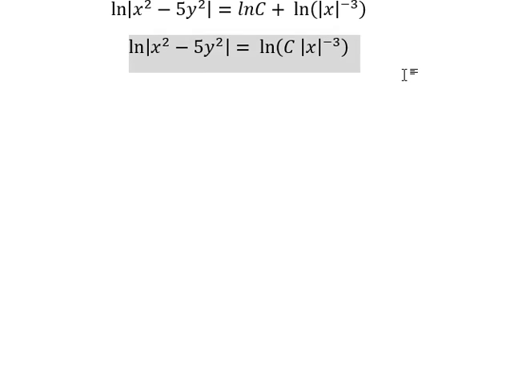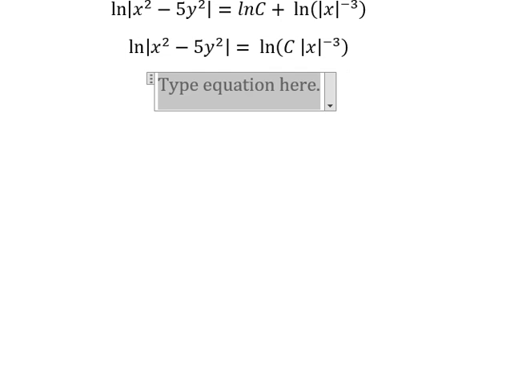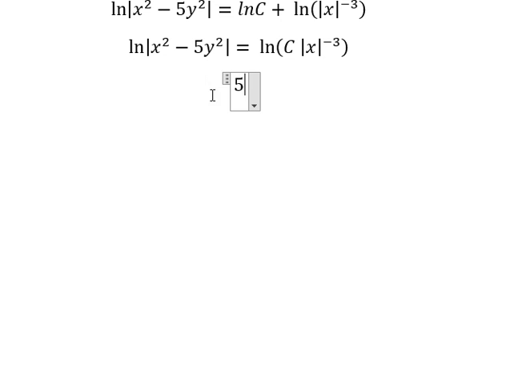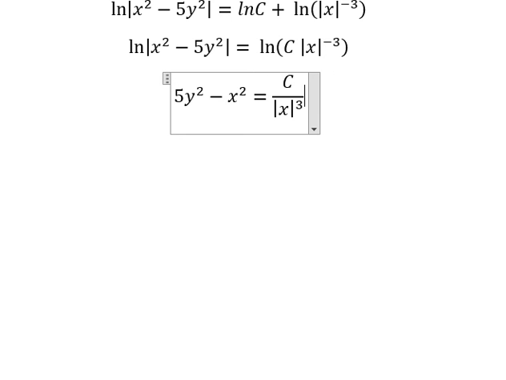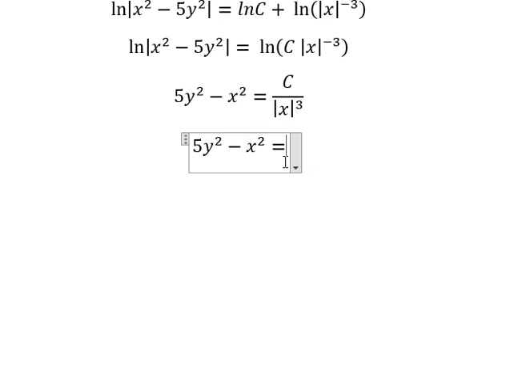Now, in this one, we can put this one like this. We put this one on the left.